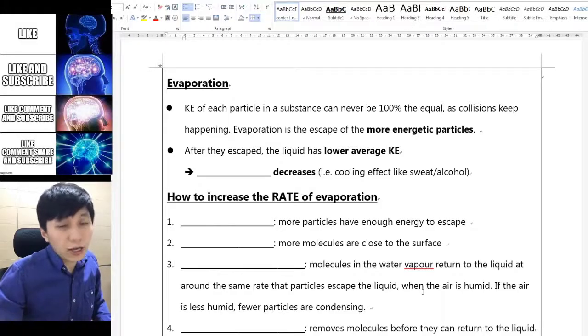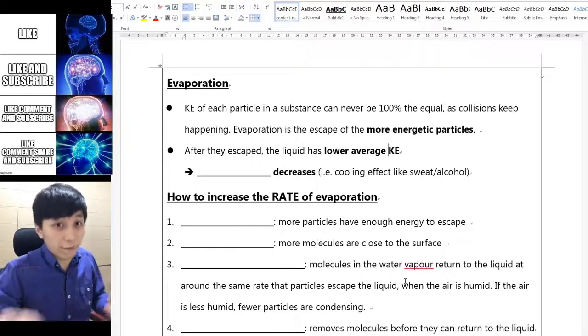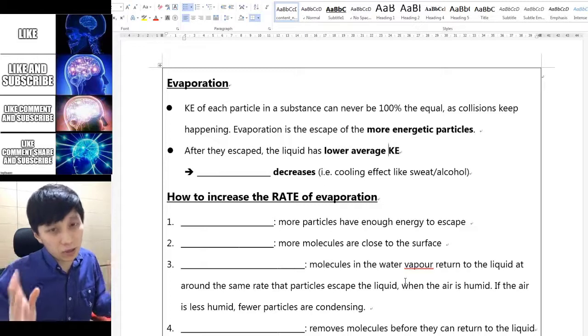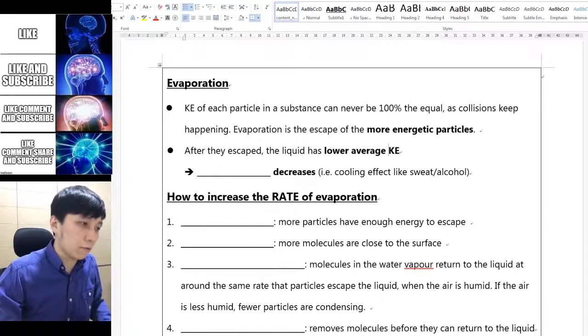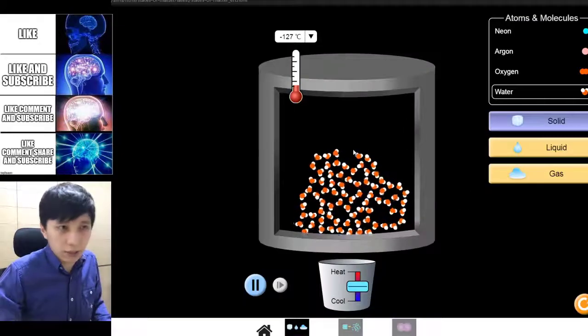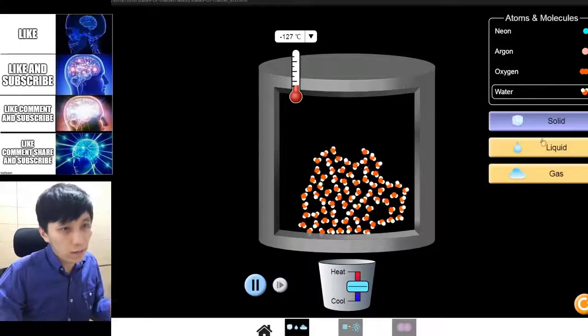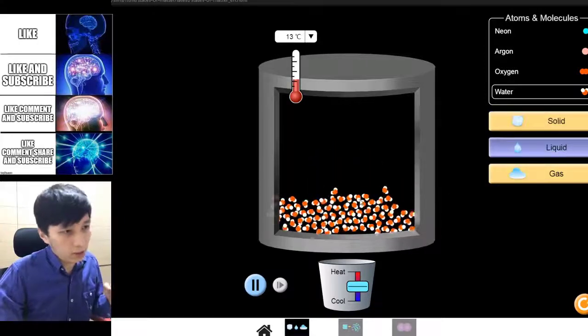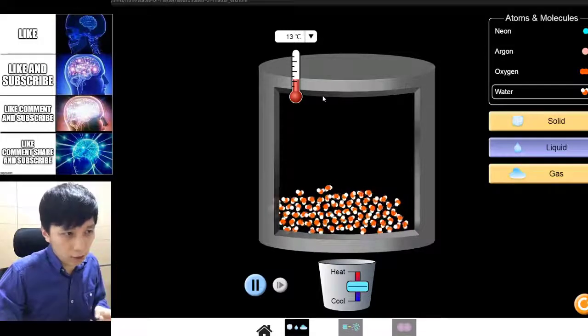A few moments later. So before I check the answers with you, I would like to show you the simulation again so that you can visualize this, because that is the most important. You need to imagine by using particle theory. So back to the simulation that we used earlier, here I have selected water and I would like to change it to liquid. Okay, so you can see the temperature is at 13 degrees Celsius.